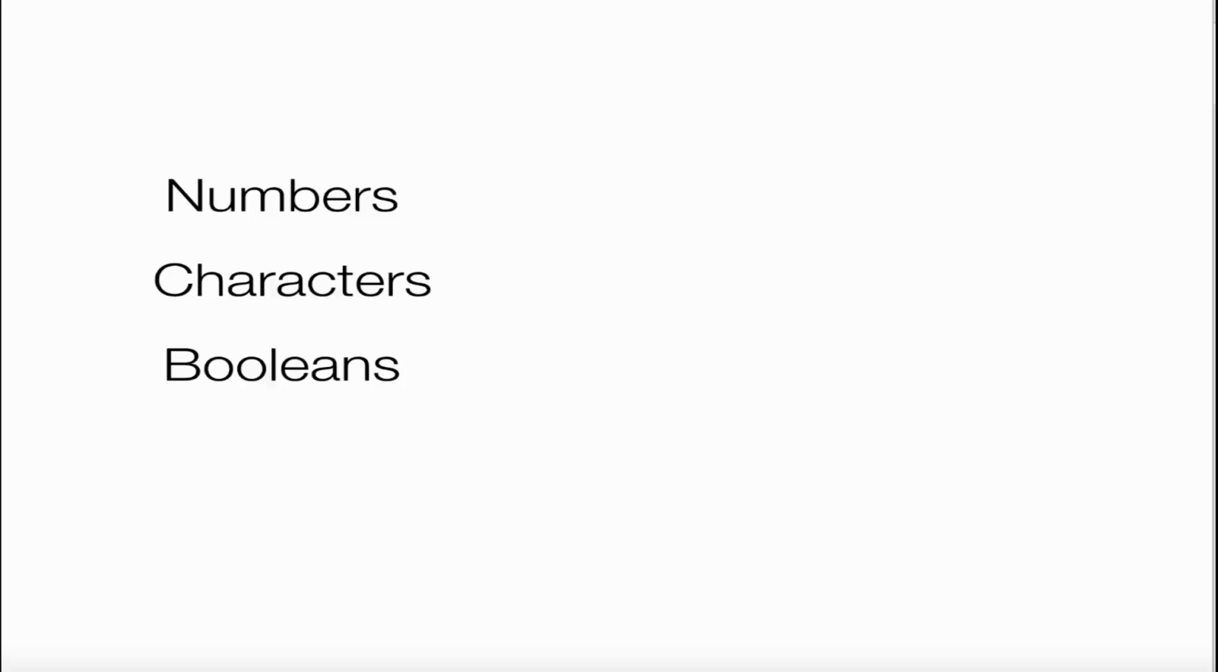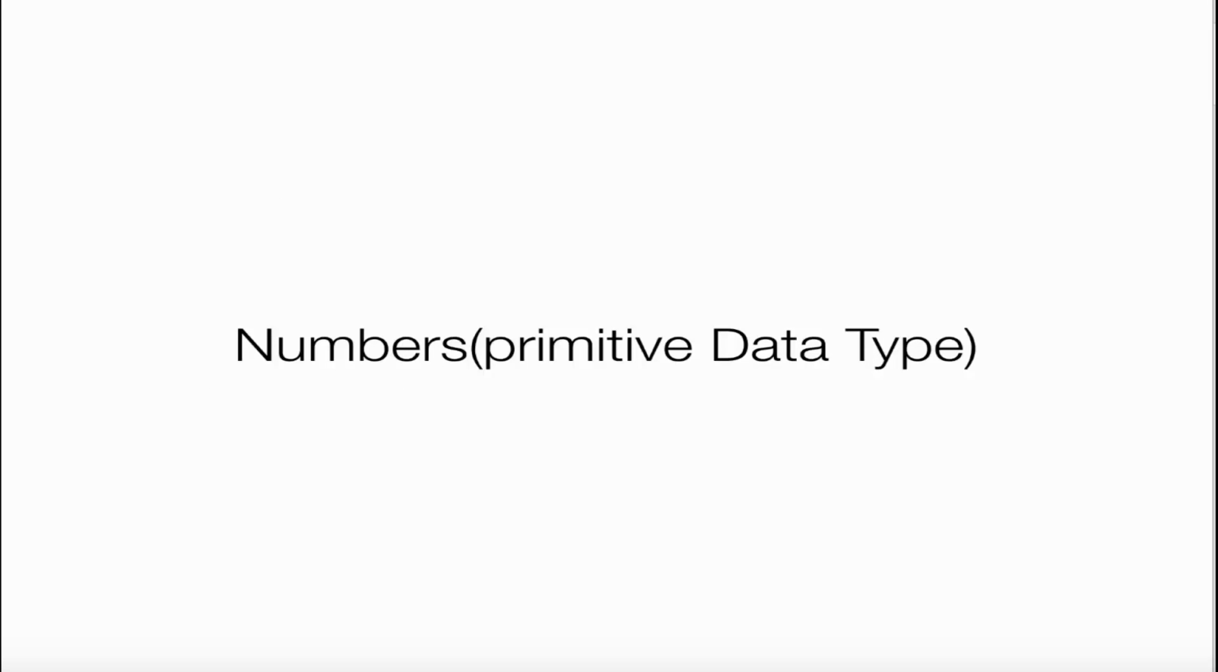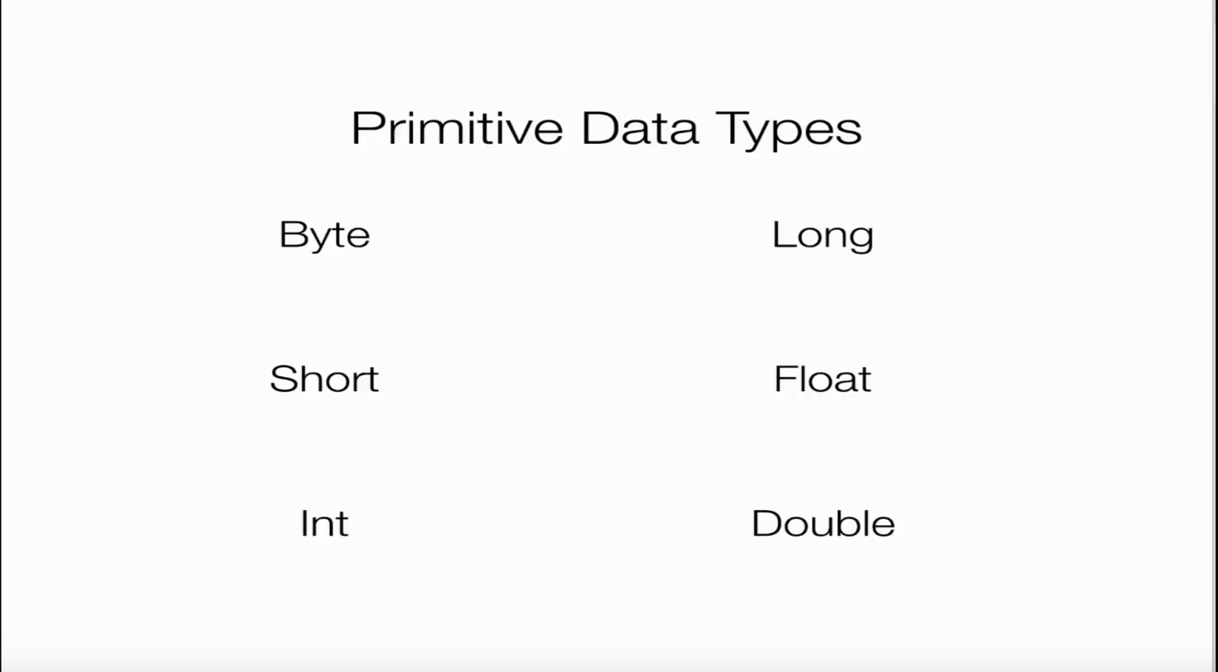Okay, let's start by understanding what variables are. We use variables to store information in them. Variables could be numbers, characters, booleans, and arrays. Okay, let's start with numbers, or primitive data types.